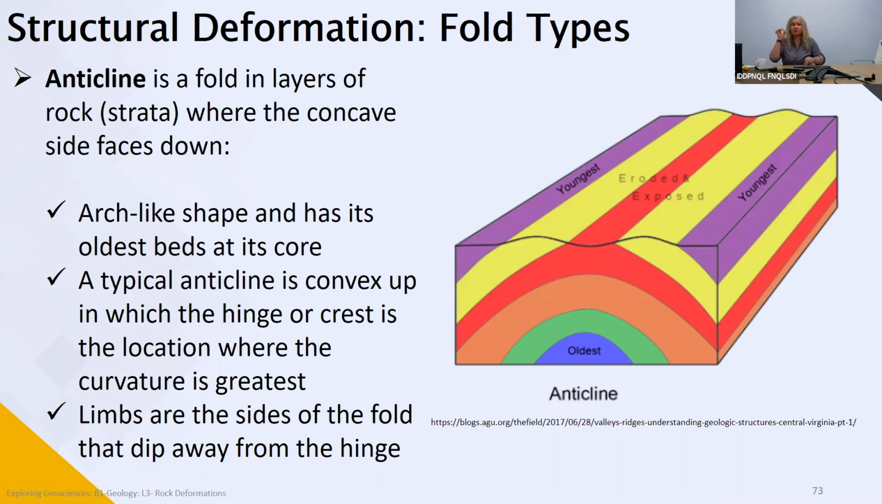The fold types, I'm going to go over a couple of simple fold types. The main one is called an anticline, as seen here, and it is where the concave side faces down. It's also easy to remember: A for anticline, an arch-like shape, where the oldest beds are in the core and the younger beds are within the outer limbs. The convex side is up, in which the hinge or the crest is the location where the curvature is the greatest, and the limbs are the sides of the fold that dip away from the hinge. So the hinge being this line here, we can see the limbs going away from that line.